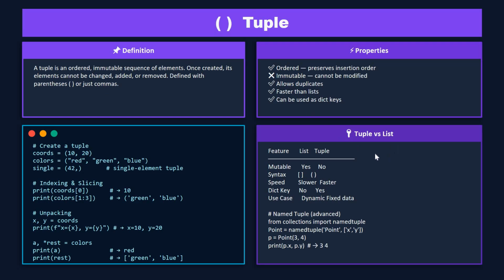So for that purpose we can use a tuple as a dictionary key. And these are the features of tuple compared to list. List and tuple: list is mutable, tuple is not mutable. Syntax: list is created with square brackets and tuple is created with parentheses. Speed: list is slower and tuple is faster. Dictionary key: list cannot be used, tuple can be used as a dictionary key. Use case: dynamic versus fixed data, named tuple.